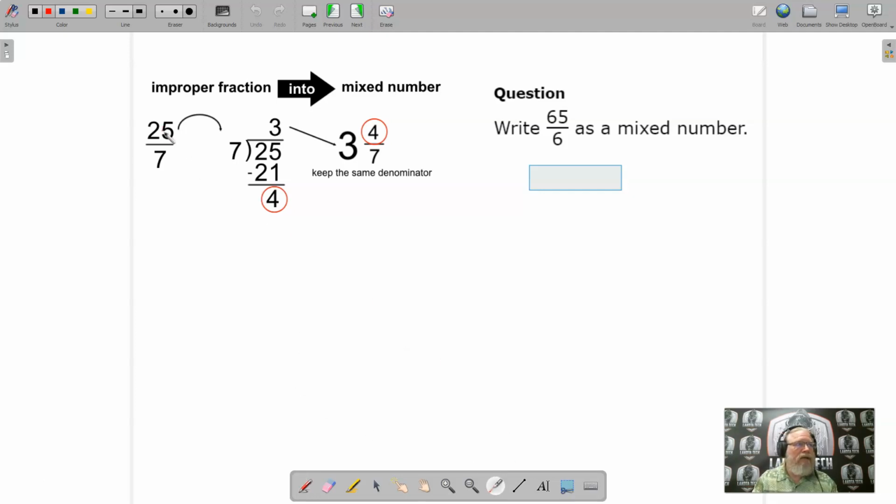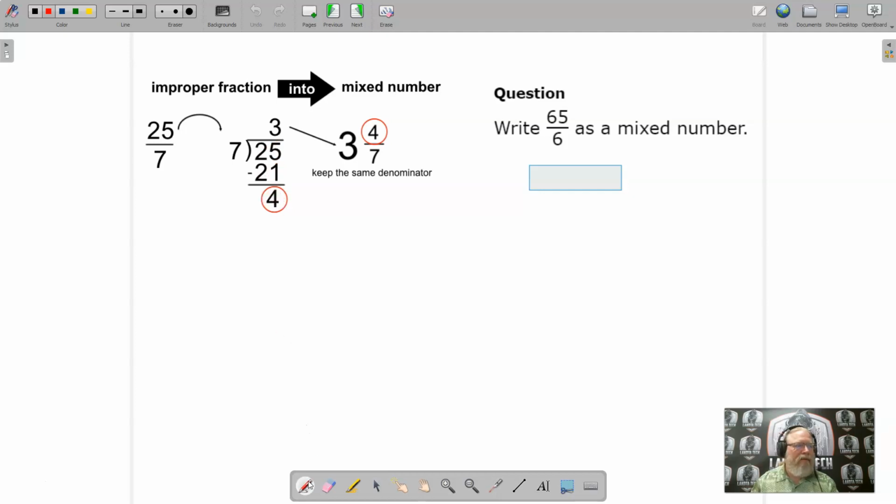And one thing to note is that all fractions are division problems. It's just another way to write a division problem. So 25 over 7 is the same as 25 divided by 7. So we could set this up as a division problem. 7 goes into 25 3 times. 3 times 7 is 21. We do our subtraction. 5 minus 1 is 4. So 4 is our remainder.